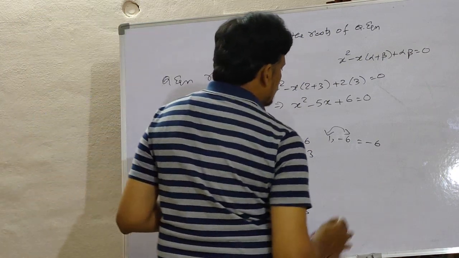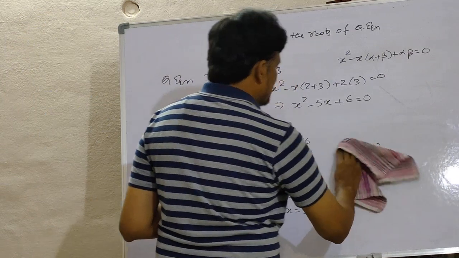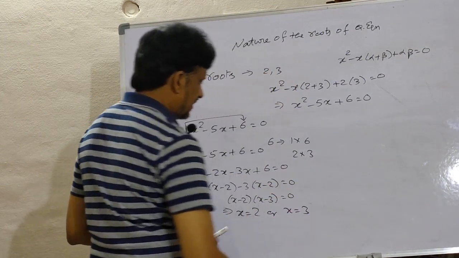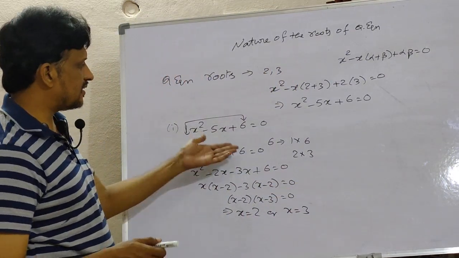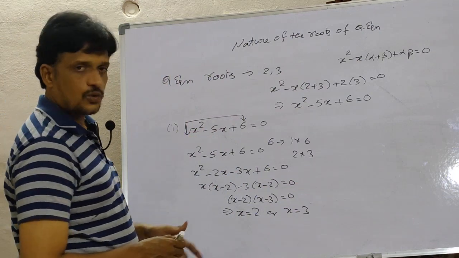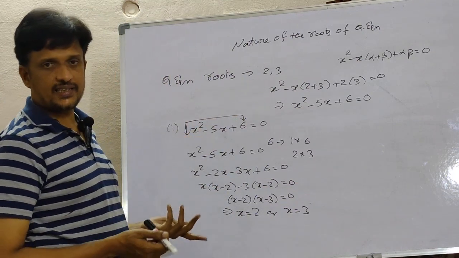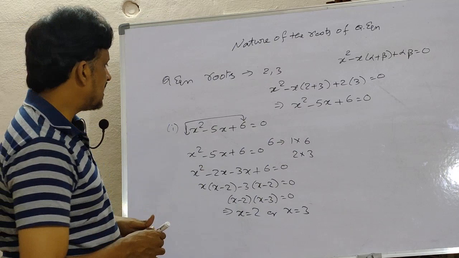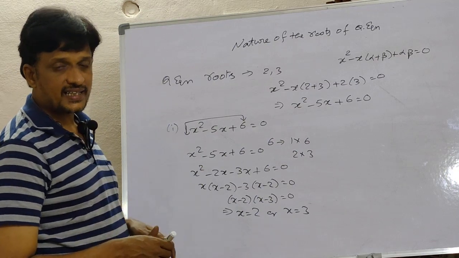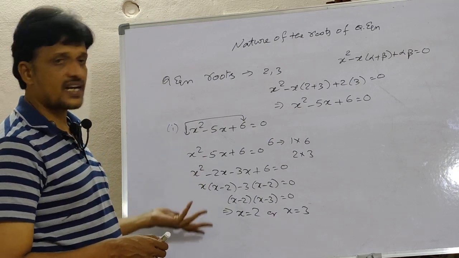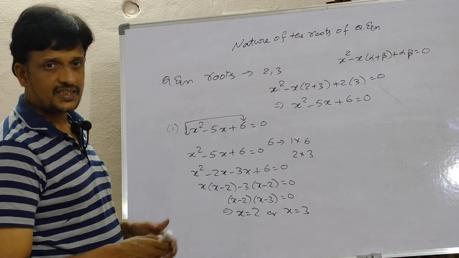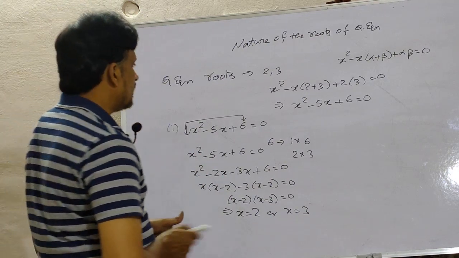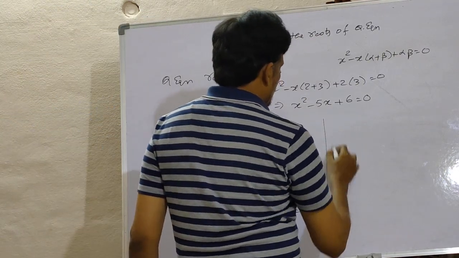And now the other method: if you don't know the factors, we need not get the factors always. When the roots are rational, like this 2 and 3, you will get them like this. Otherwise, if those roots are either irrational or imaginary, you cannot use the factorization method, then we need to use the formula only.